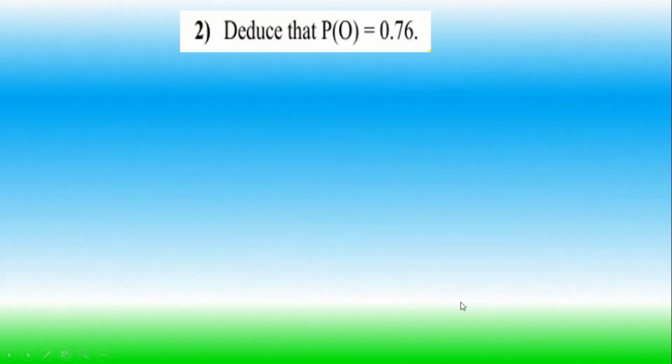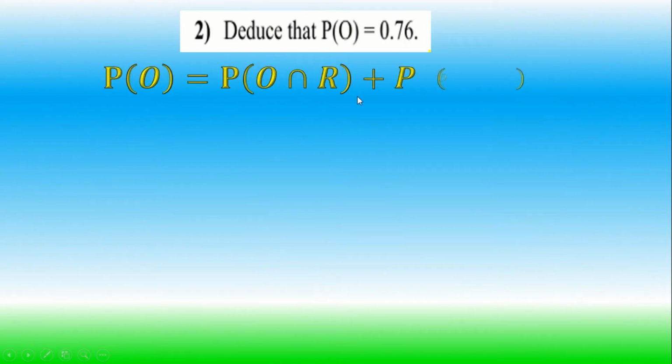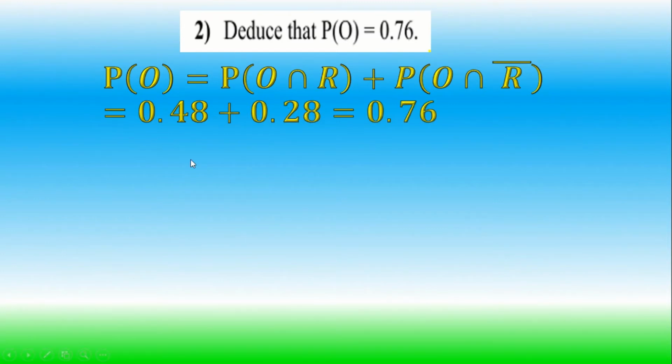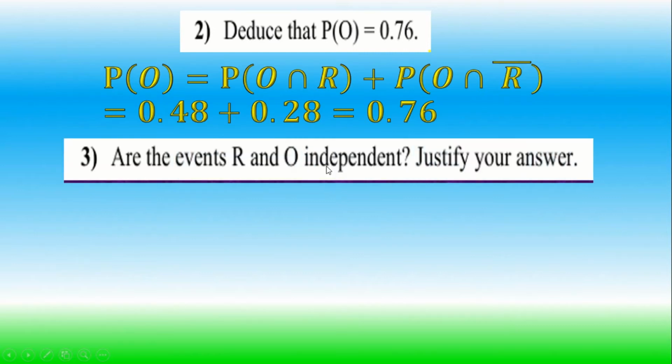Now calculate P of O. Isn't it P of O intersection R plus P of O intersection R bar? We have just calculated both of them. So it's 0.48 plus 0.28. It gives us 0.76. Now are the two events R and O independent?